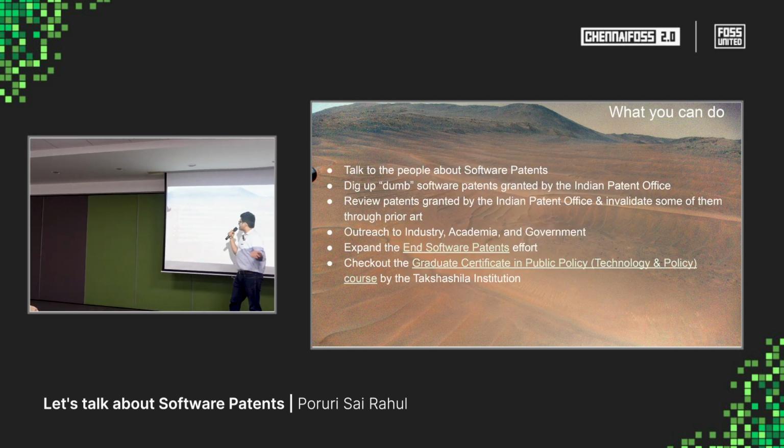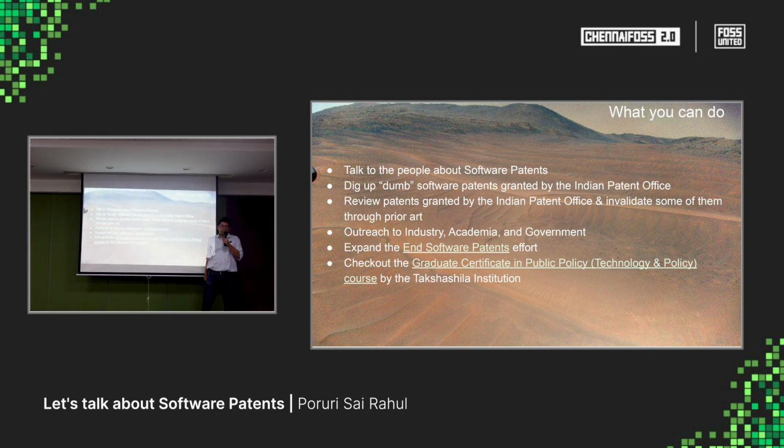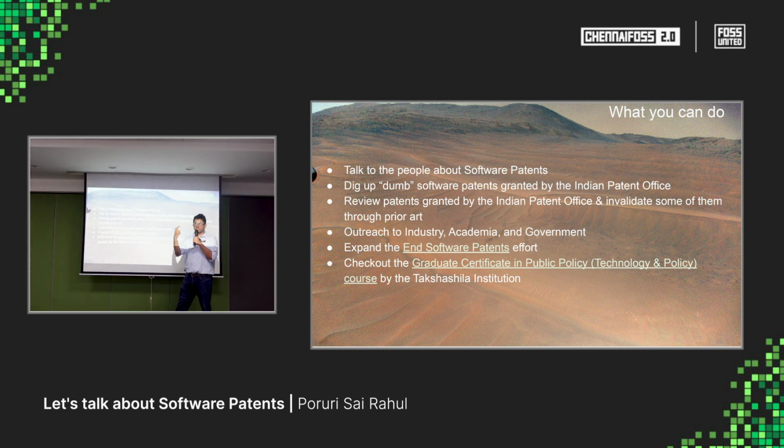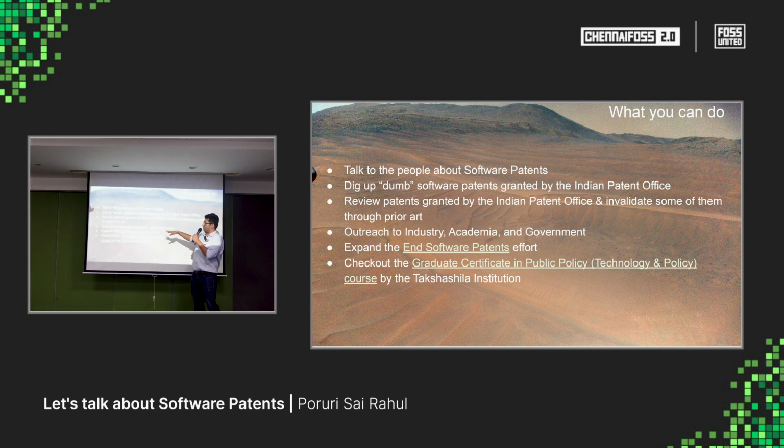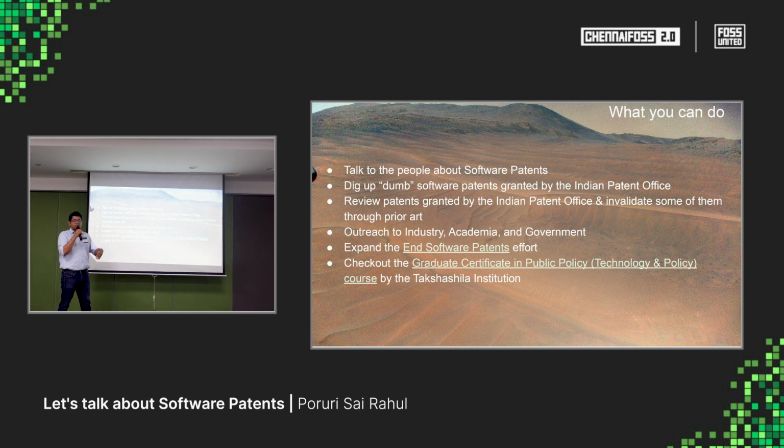So what can you specifically do? You can go and talk to people about software patents. Talk to your peers, talk to your family members, try and understand things about them better and try and understand what people think about them better. You can dig up stupid software patents that are granted by the Indian Patent Office because there's no dearth of them. You can try and review patents that are being granted, and if you can find prior art for them, we can actually invalidate them and throw them out. You can reach out to people in the industry, in academia and the government. We can expand the effort that we are trying to do, which is to end software patents.